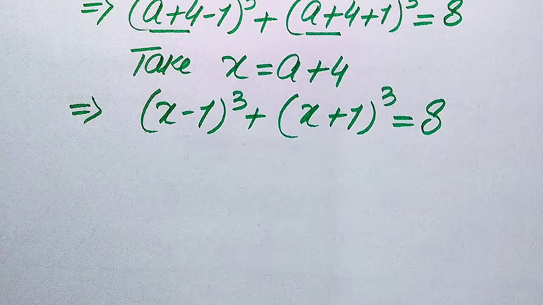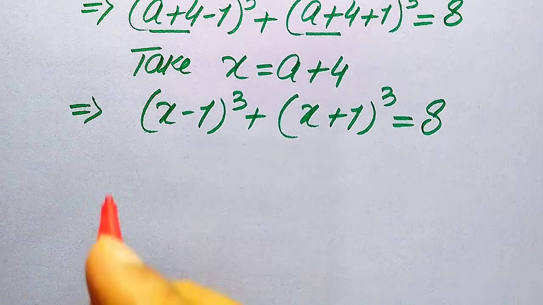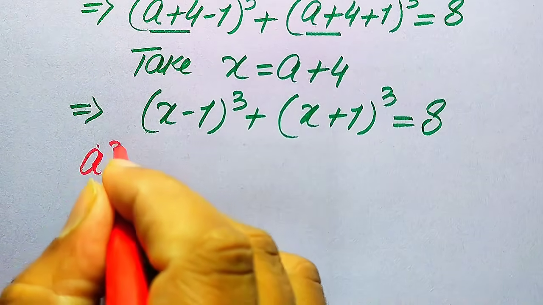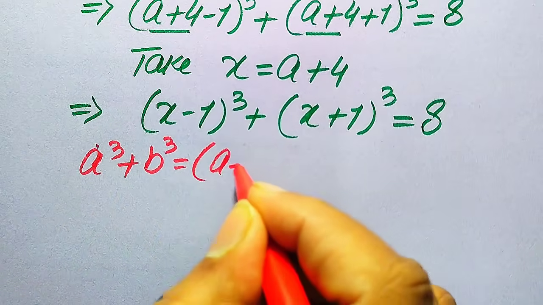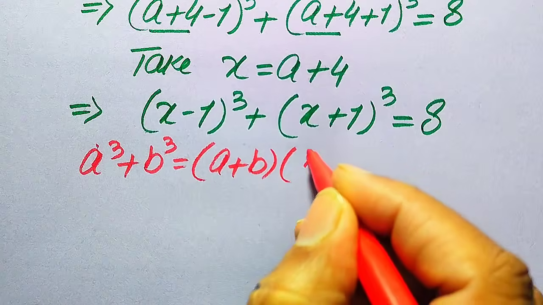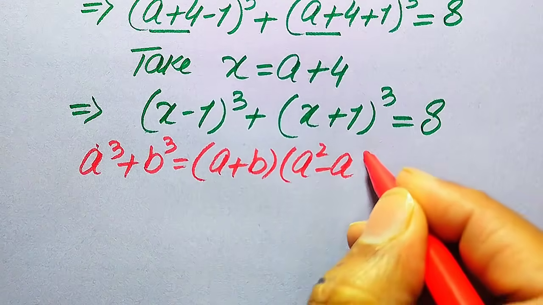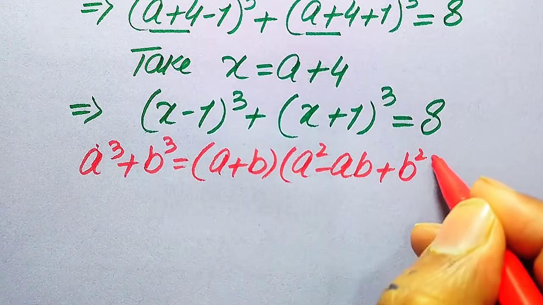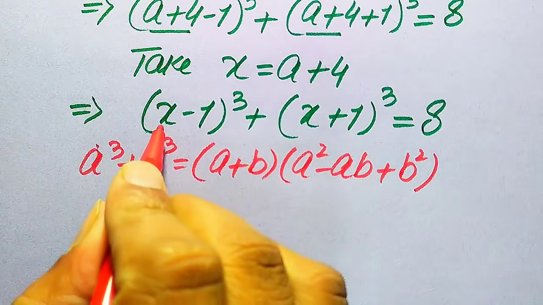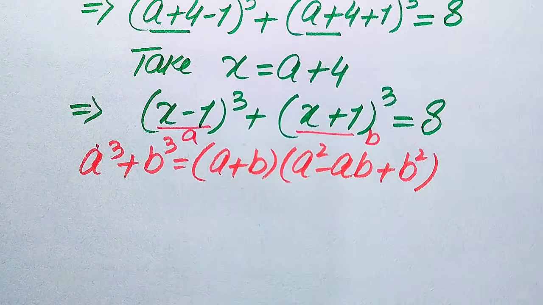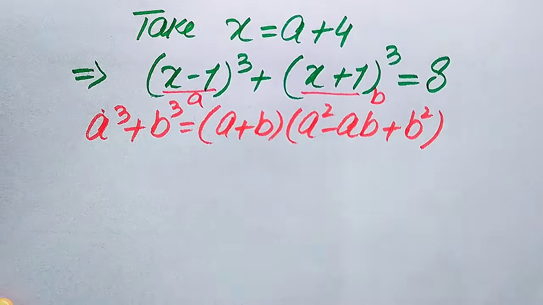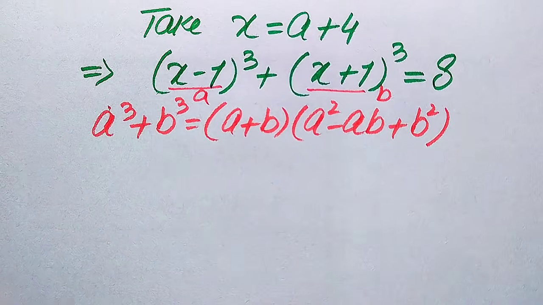And here we use the nice cubic formula, you know about that. If we have a³ + b³, it is equal to (a + b) times (a² - ab + b²). And you see here the base of this term is our a and the base of this term is our b. So according to the formula, we write our above equation in this form.